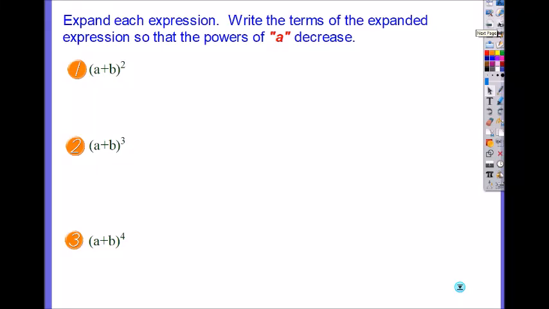How do we expand each expression given below? So (a + b) squared, that's easy. You should already know that becomes what? a squared plus 2ab plus b squared, right?